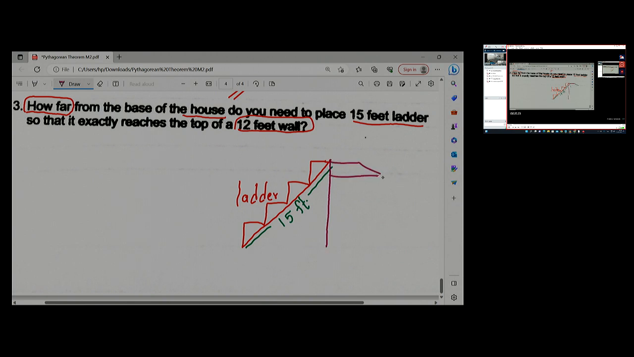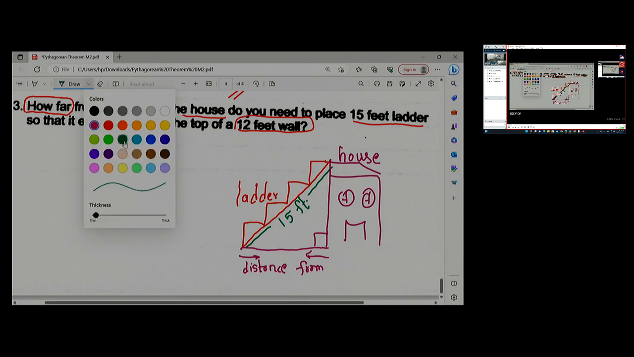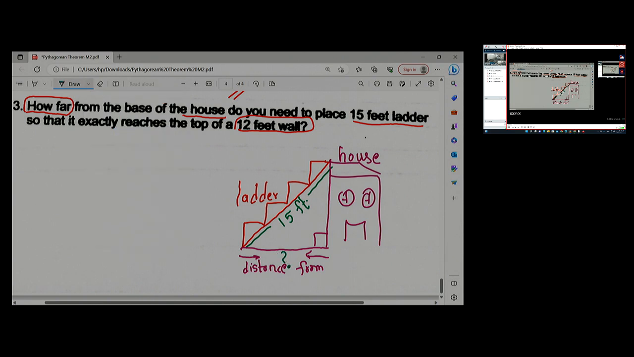So you can make a house here. See? Isn't it? Yes, barn. Okay, and this is the distance. So this is the distance from the ladder and the house. This is a house. Okay, and it makes 90 degree. And you have to find out, what do you have to find out? How much is the distance?